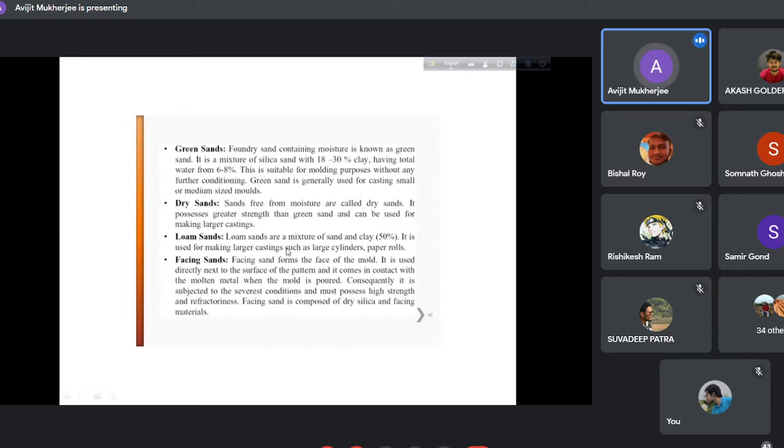In that case, the structure is prepared with loam sand. Loam sand means it contains 50% of clay, which will give you a cheap cost. It will be economic. And as clay is used, when clay is dried, it will give very high strength also.